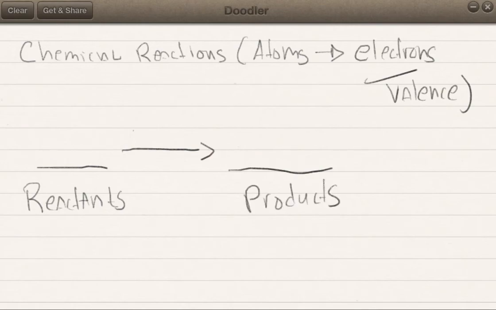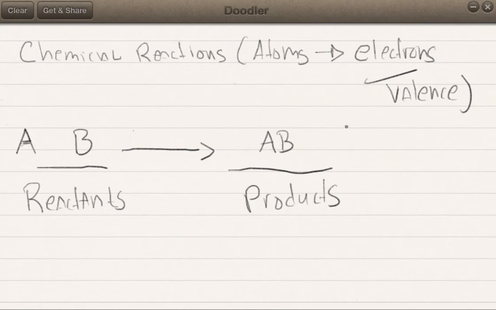Okay, whatever the products of that chemical reaction are. So let's say that I have an atom A and atom B. Those are my reactants. Then a chemical reaction occurs where atom A and atom B maybe bond. Maybe there's a covalent bond that forms. And at the end of that chemical reaction, I have the product AB.